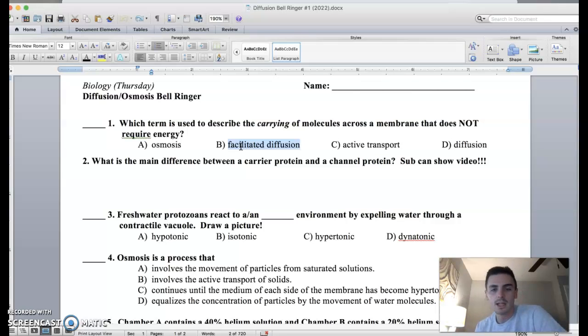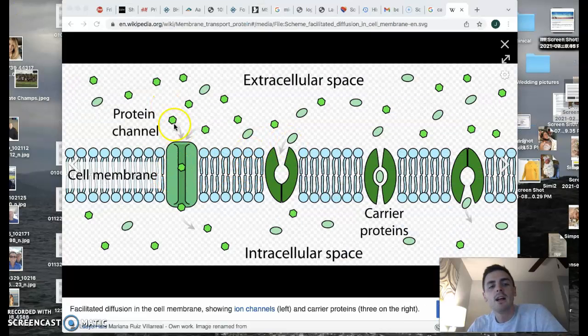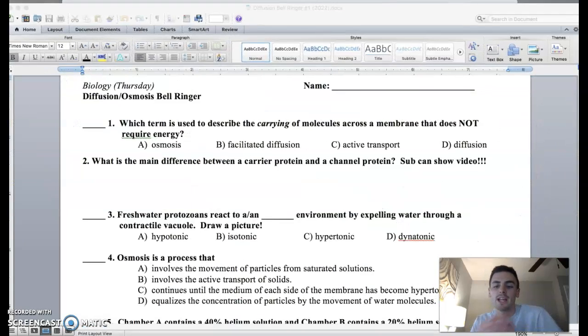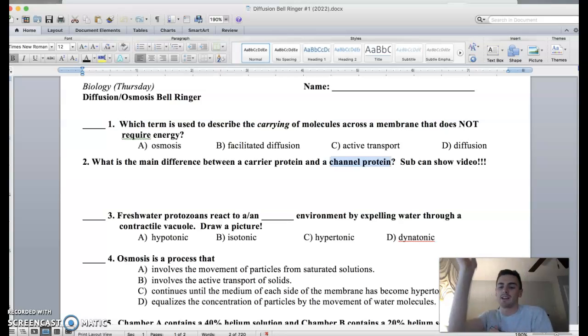Number two is a concept we learned yesterday. Both of these are proteins that help things across the membrane. The main difference is that channel proteins have just one little tunnel going straight down the way, whereas carrier proteins usually change their shape in order to let things in or across. The carrier protein changes shape, whereas the channel protein is just one nice tube across.